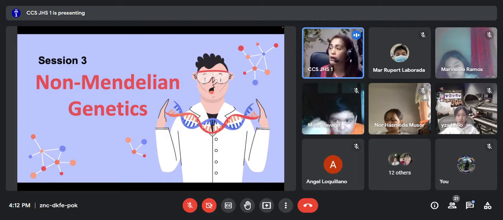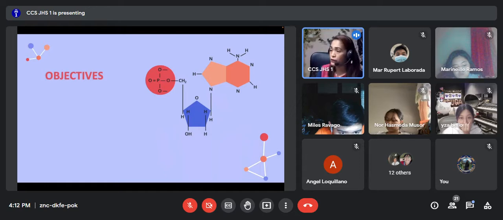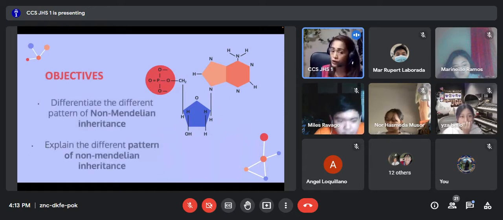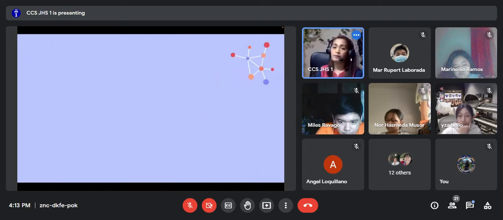So what we did for the previous 2 days are all revisits of the things you've discussed and learned from grade 8. So how does it relate to what we will learn this afternoon? Later on, we will understand it better. For this afternoon, we have two objectives. First, we need to know and be able to differentiate the different patterns of non-Mendelian inheritance or non-Mendelian genetics, and of course, understand and be able to explain how they are different and how they are similar to one another as a pattern of inheritance.